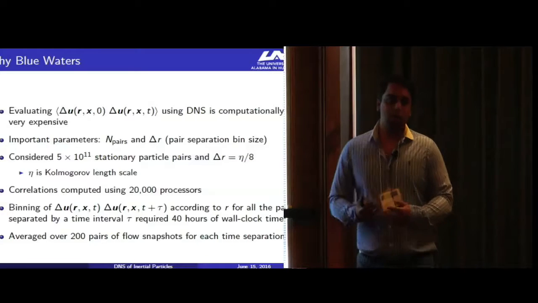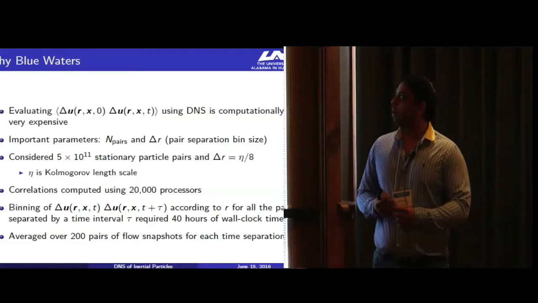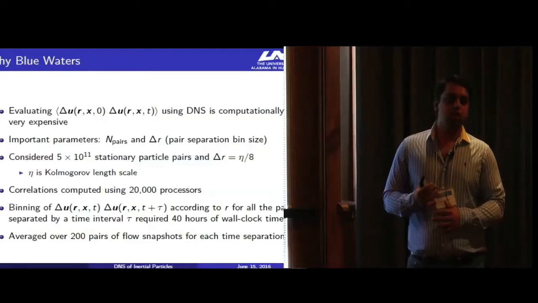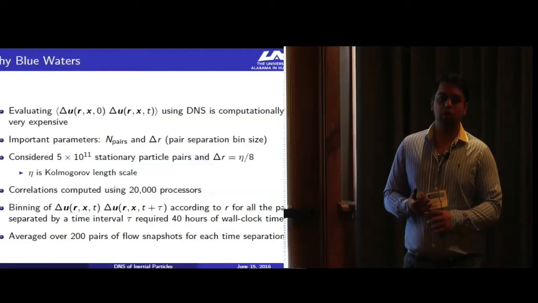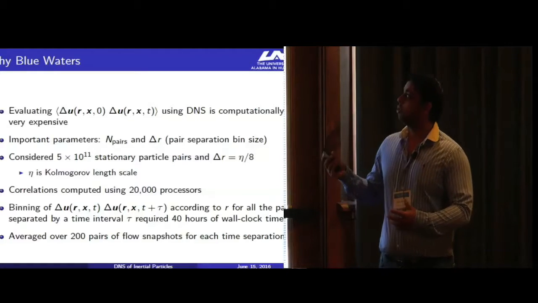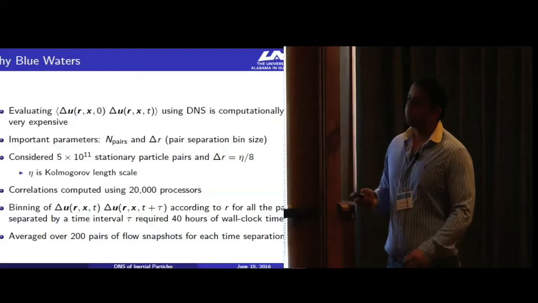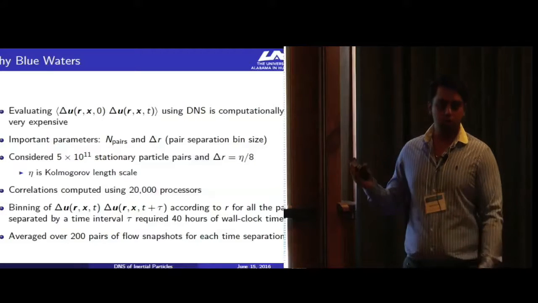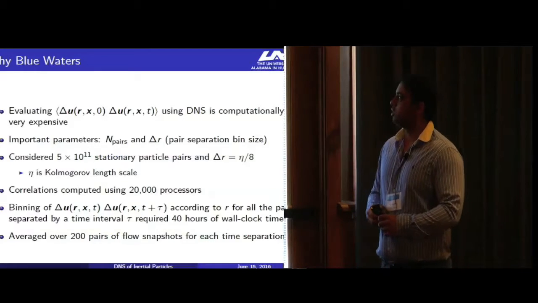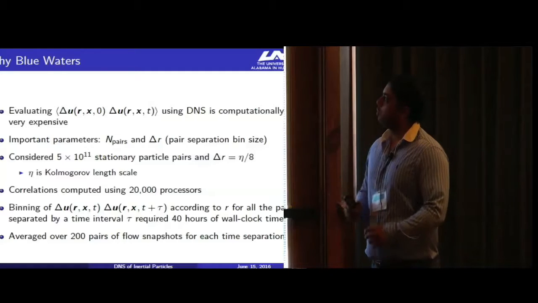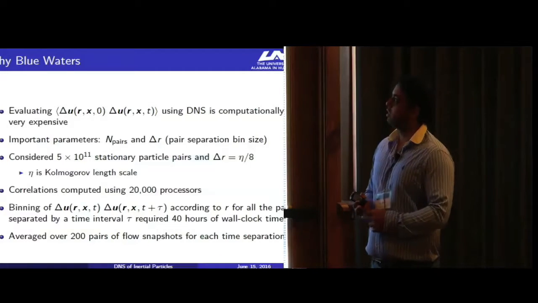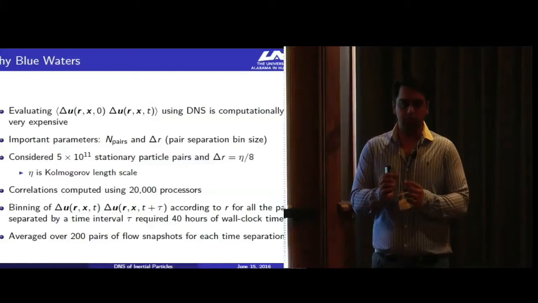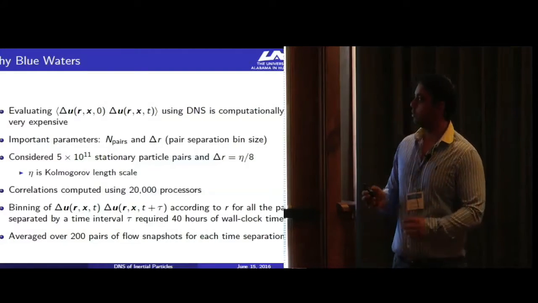So why Blue Waters? The reason for using Blue Waters is that the earlier compute resources we had on XSEDE as well as on the Alabama supercomputer were not large enough for us to compute these Eulerian 2-time correlations. But the allocation on Blue Waters made it possible for us to compute these Eulerian 2-time correlations. The 2 important parameters for these Eulerian 2-time correlations are, first, the number of pairs we consider, and second, the pair separation we consider.